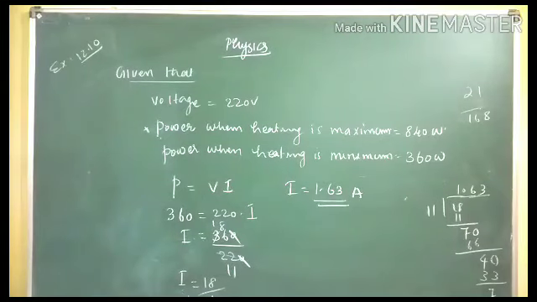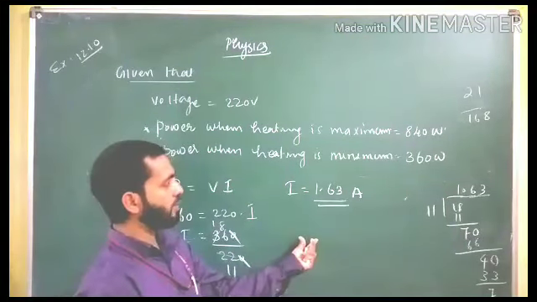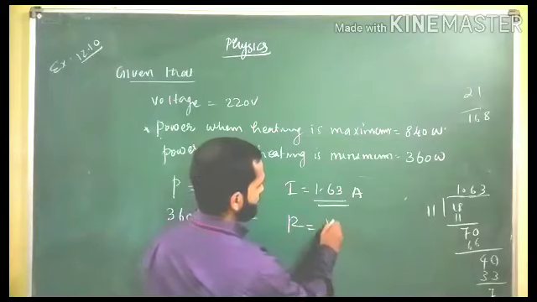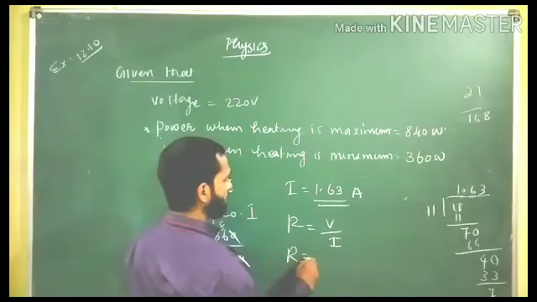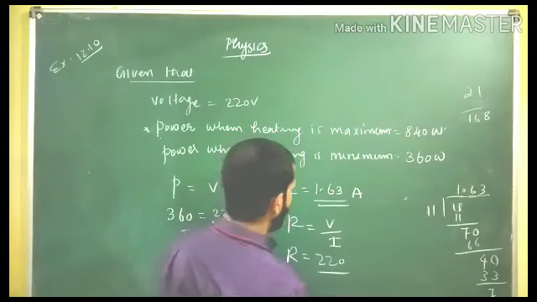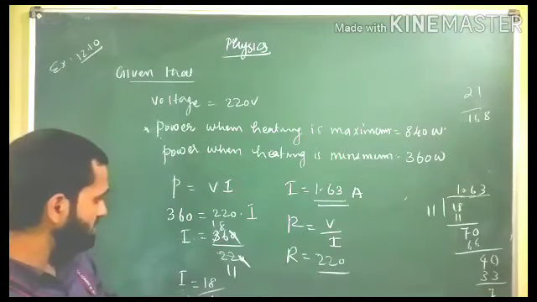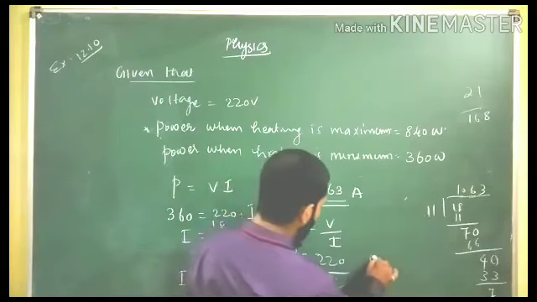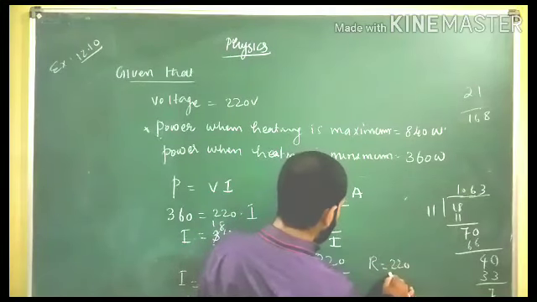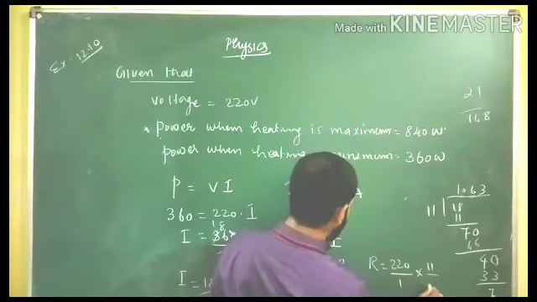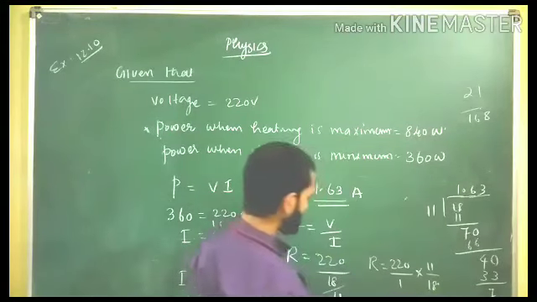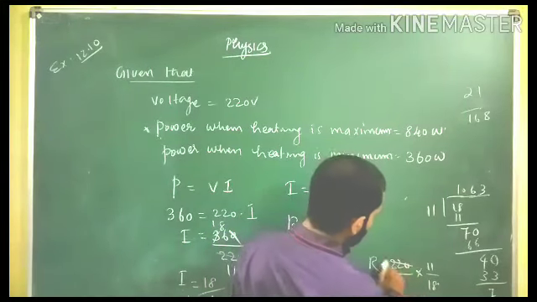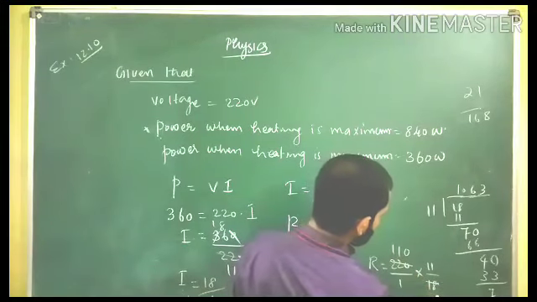So the current value we calculated. Now what do you want to calculate? You want to calculate in the second case how much the resistance will be. Resistance R will be equal to V upon I. So R will be equal to 220 volt divided by, once again, see students, I am keeping this in fractional form, 18 divided by 11. So here R will be equal to 220 divided by 1 into 11 divided by 18. Cancel out these numbers. This will be 220, this will be 110 and this will be 9.